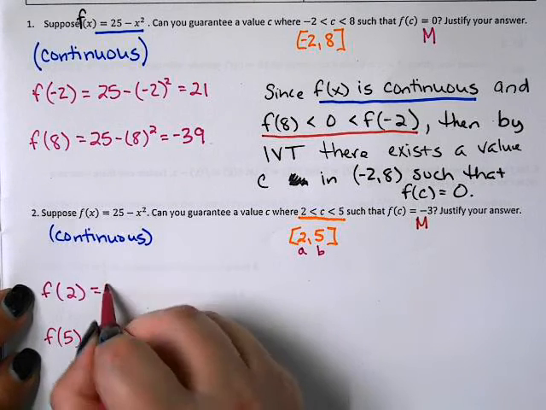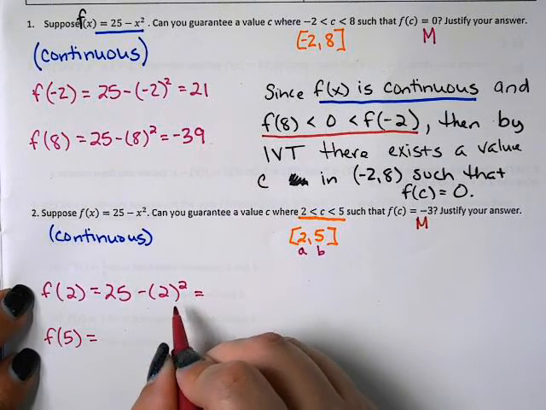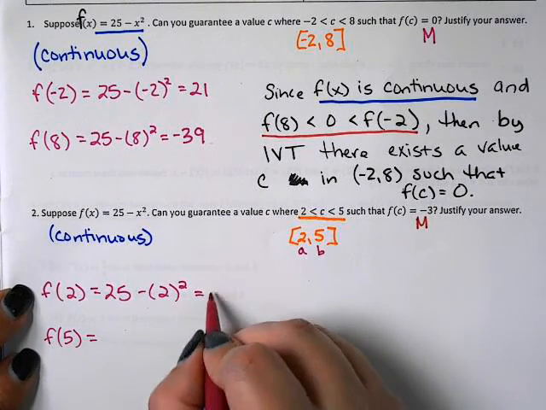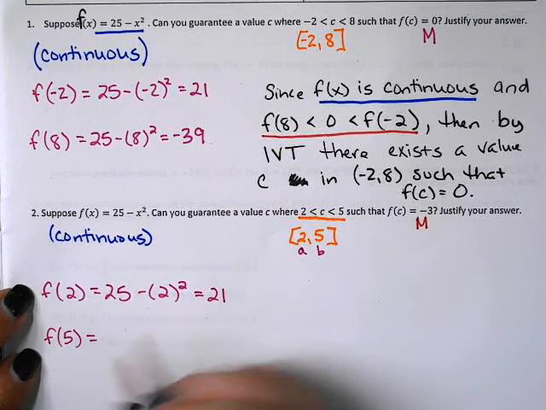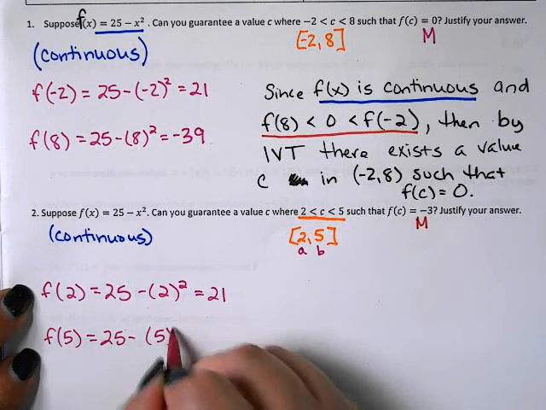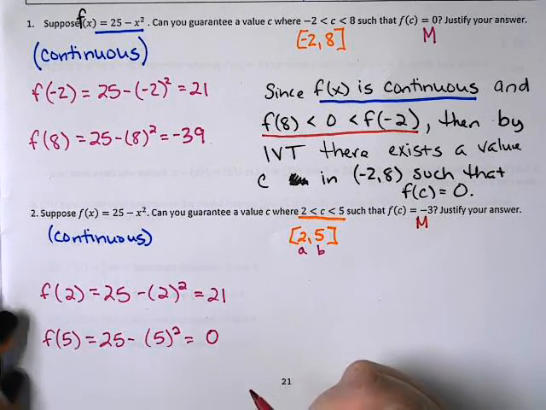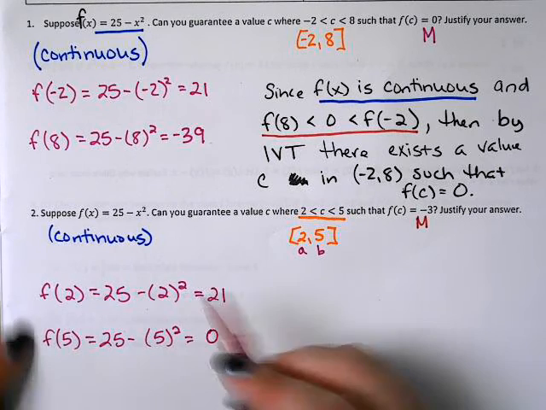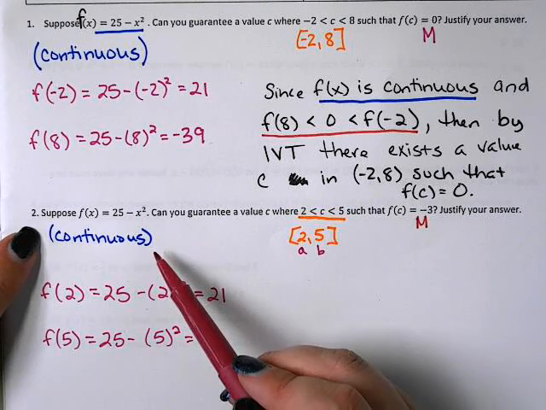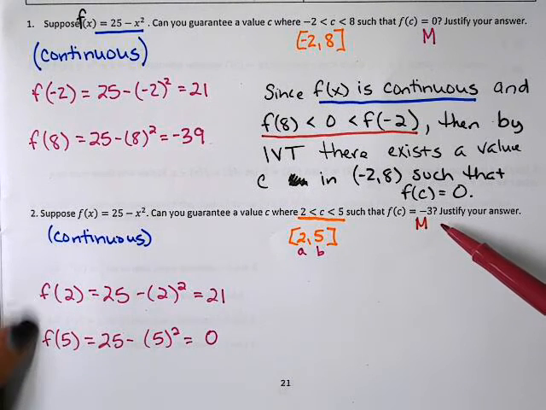So f of 2 is going to be 25 minus 2 squared. So 25 minus 4, that's our 21 again. F of 5 is 25 minus 5 squared. Well, that's actually just 0. So when we look at this, we have to remember our first condition is that it's continuous, and our second condition is that m has to fall between these two values, these two y values.